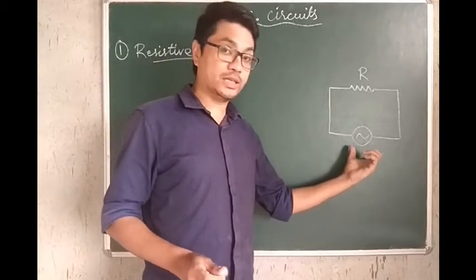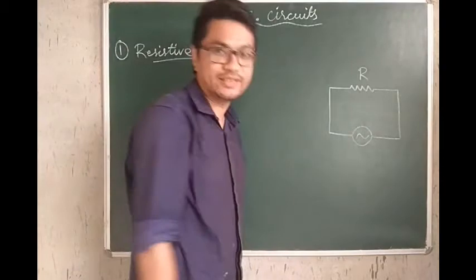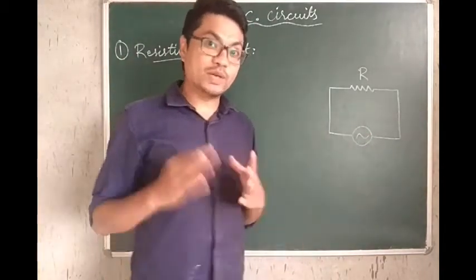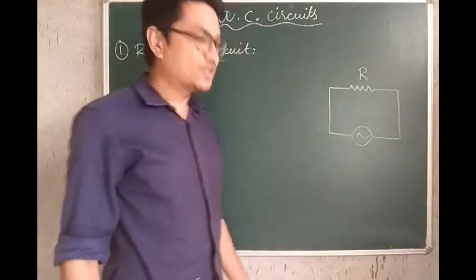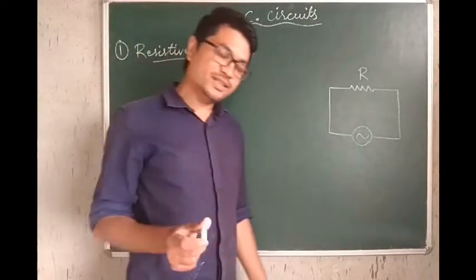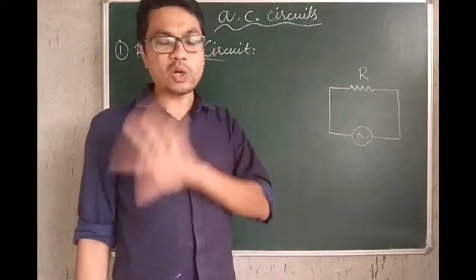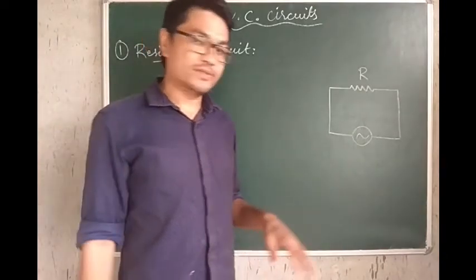This is the symbol for an alternating current source. You have a circle and you can see a sine wave inside it. So wherever you see the symbol, you need to understand that it's an alternating current source. Now, alternating current, we've already studied, constantly changes its polarity, alternating between positive and negative side.